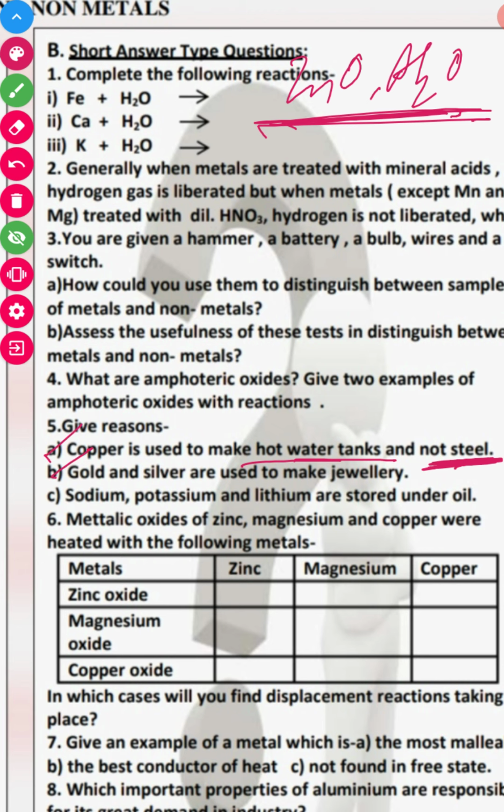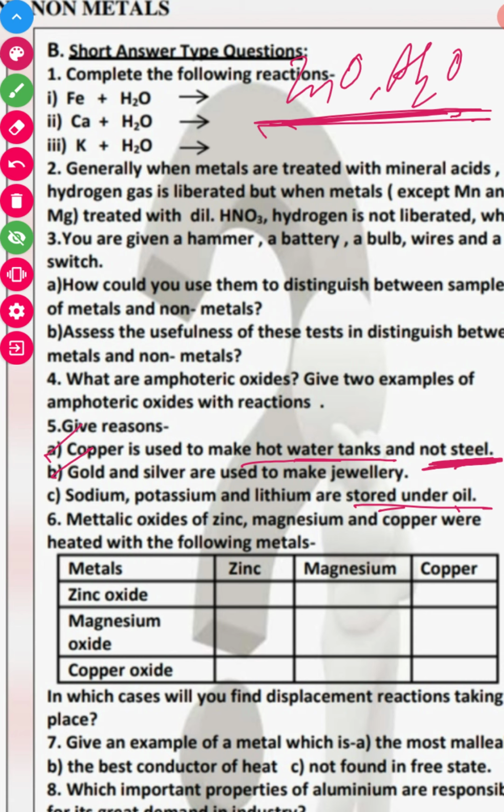Okay. Second question: sodium, potassium, and lithium are stored under oil because they are highly reactive and react with oxygen. To prevent their reaction with the oxygen, moisture, or the carbon dioxide present in the air, we keep them stored under oil. In short, they are highly reactive metals.